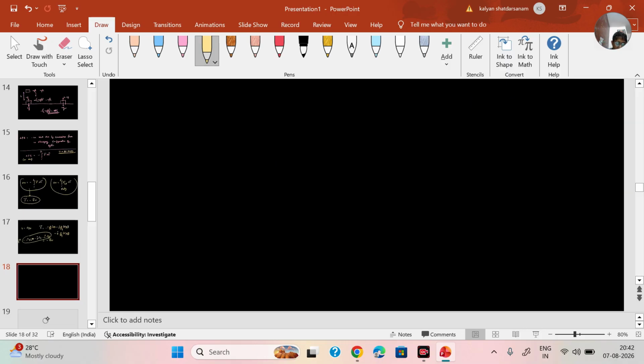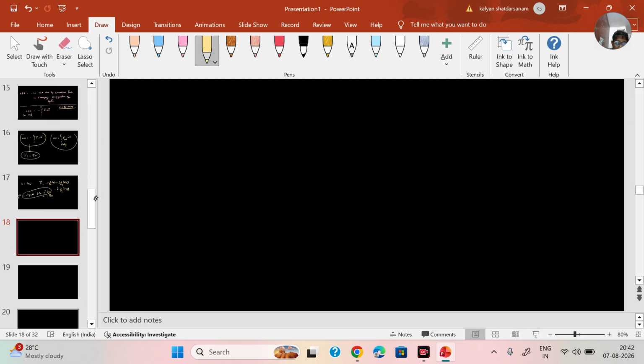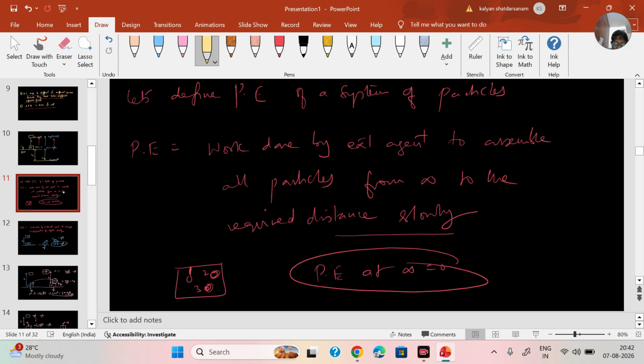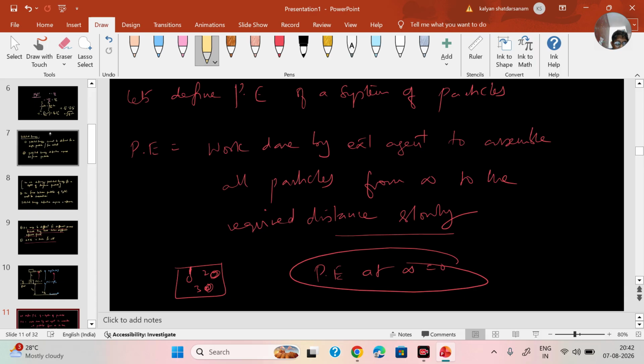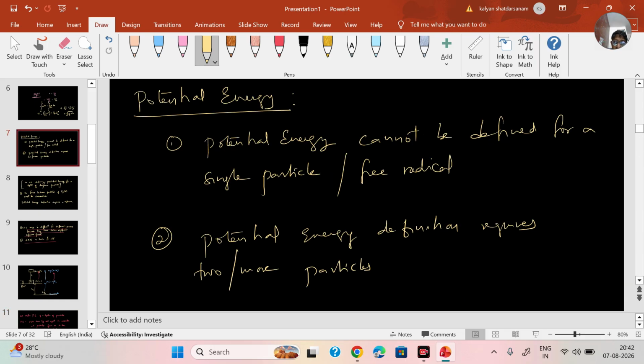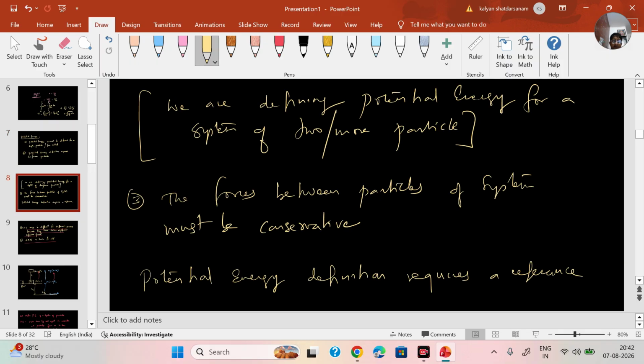Okay, so once again, let me go back and revise this bit, because this is the critical part of this chapter. Potential energy cannot be defined if there is only one particle. There must be two particles, because only then there will be forces between them and you can define potential energy. So minimum you need two particles. The other point is the forces between particles of the system must be conservative. Otherwise you can't define potential energy.